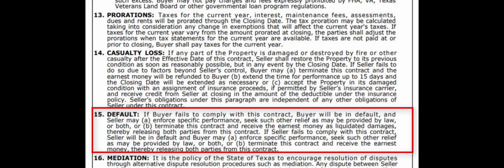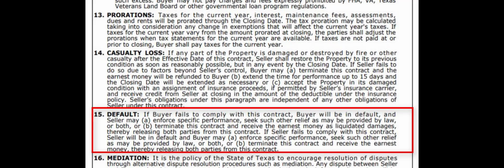That also happens. So you need to be aware, though, both of these sections within this paragraph are pretty much the same, but one applies to the buyer and one applies to the seller. So I'm just going to talk about these in general and just realize whatever side you're on, that's how it works. So they may enforce specific performance, seek such other relief as may be provided by law, or both. So they can sue you for damages. They can sue you to force you to go forward with the purchase. All right, or whatever other relief is provided by law, they can do that.